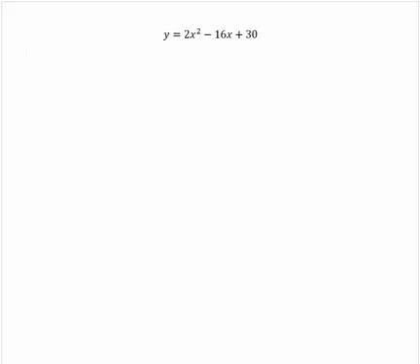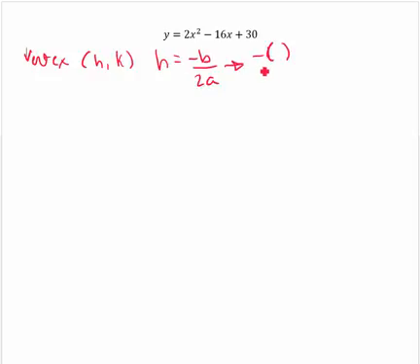All right, let's try to graph 2x squared minus 16x plus 30. We need to do that by finding our vertex. Our vertex is the point (h, k), where h equals negative b over 2a. So we're going to plug in for b and a, and let's go find out what those are.